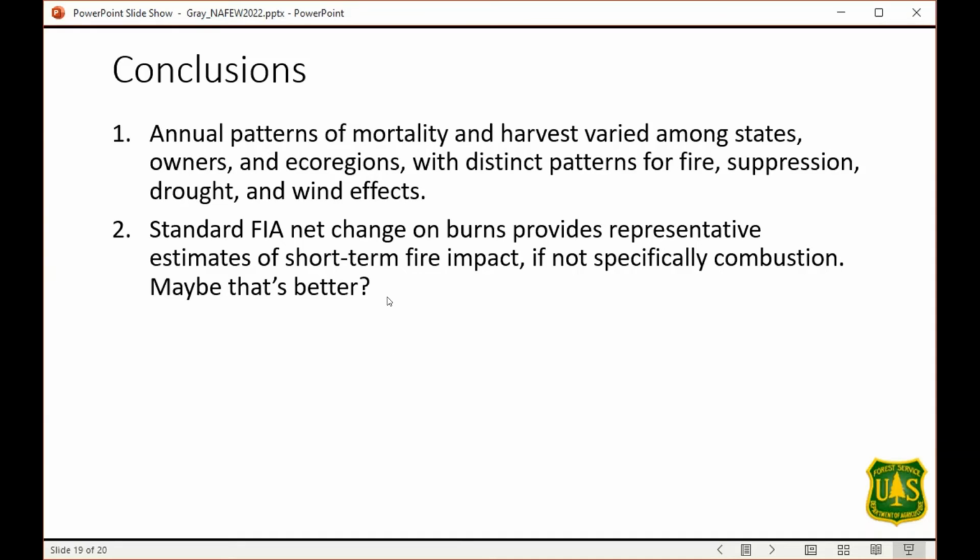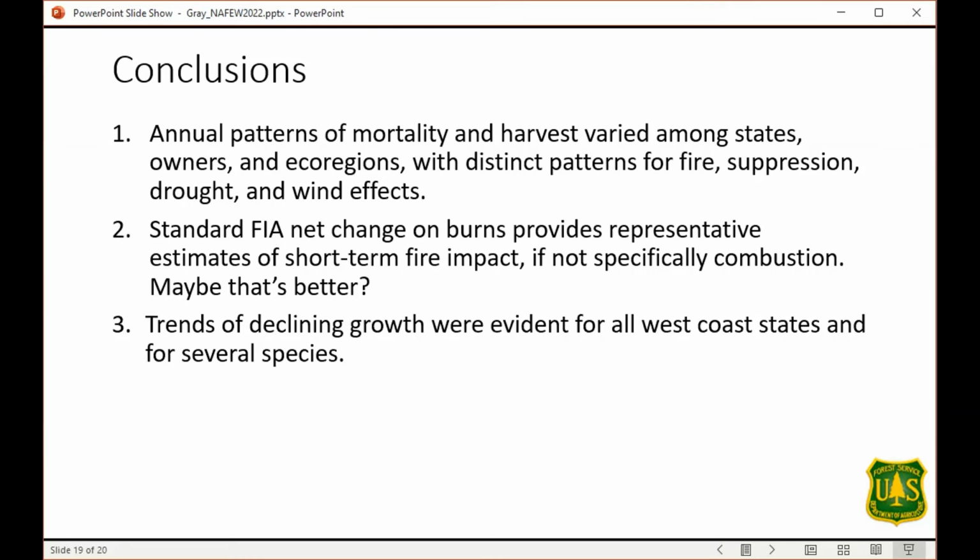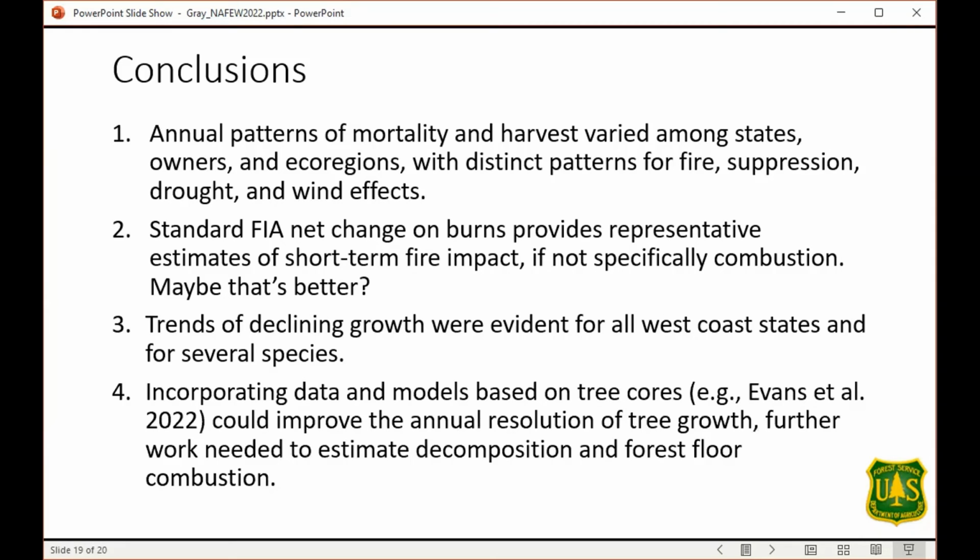And I wonder if maybe that's better, to have an estimate of the fire effect that isn't specifically combustion, but is actually based on ground measurements. Interestingly, there were trends of declining growth evident for all West Coast states and for several species in particular. And just to shout out that some recent work has been incorporating tree core information on growth rates with climate to improve the annual resolution of tree growth.